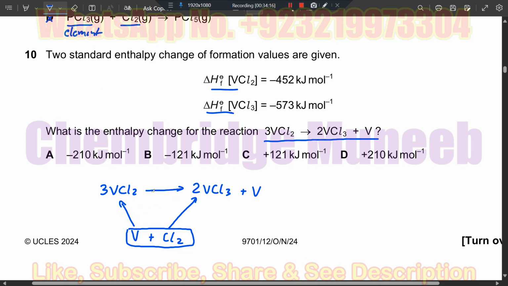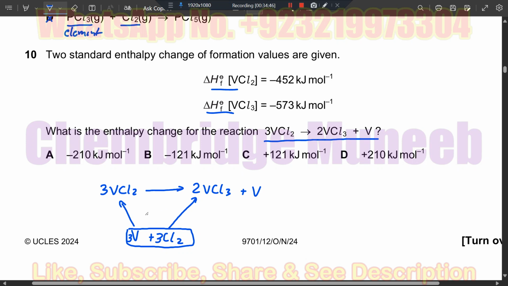So we now have the directions of the arrows like these, but now we have to balance that. So if there are 3 vanadium elements on the left side, and there are 3 vanadium elements on the right side, which means we must put 3 over here. And for the chlorine molecules, there are 6 on the reactant side and 6 on the product side, which means we have to put 3 over here to make them equal.